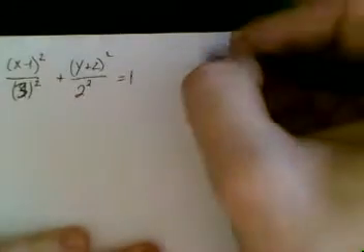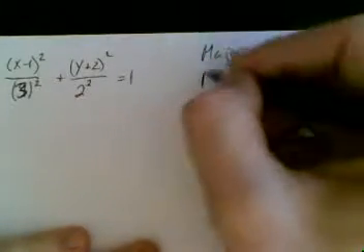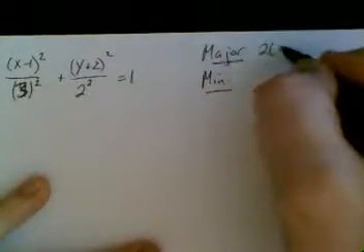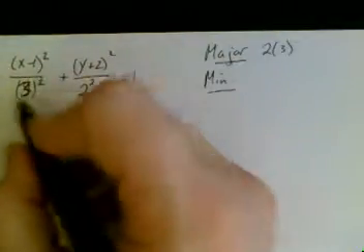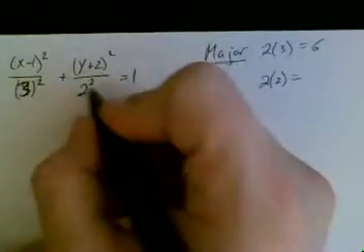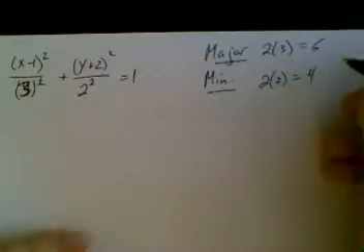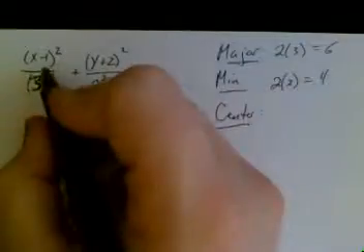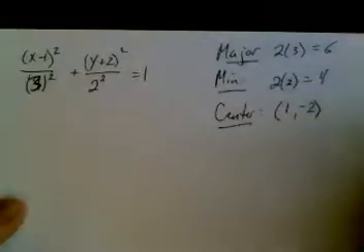Now, this is going to go very quickly because these are legitimately just formulas. I'm going to start with the major and minor axes. The major axis is going to be 2 times 3, the larger value on the bottom, so that's 6. The minor axis is going to be 2 times 2, 2 times this value on the bottom, so that's 4. Next thing I'm going to talk about is the center. The center is going to be at a value of 1, comma, negative 2.